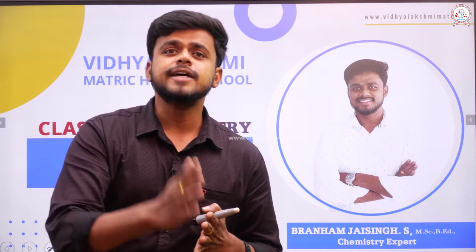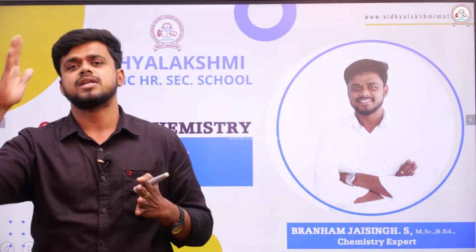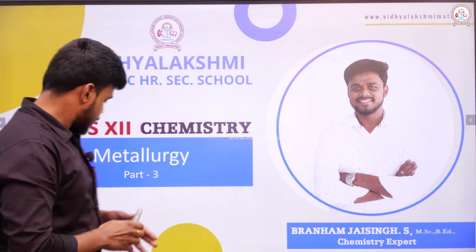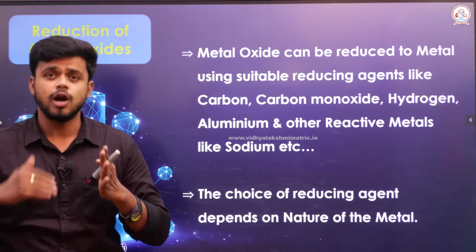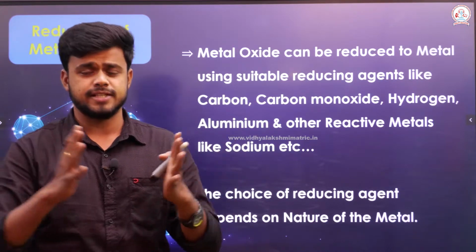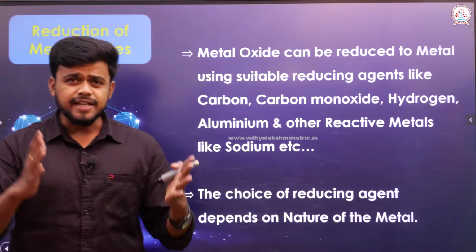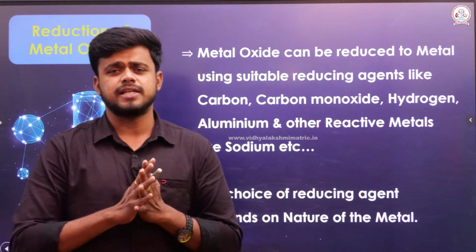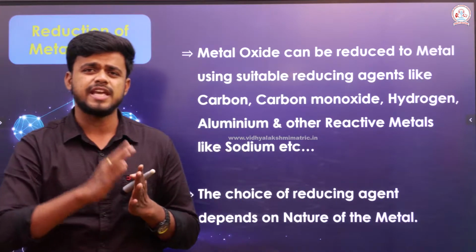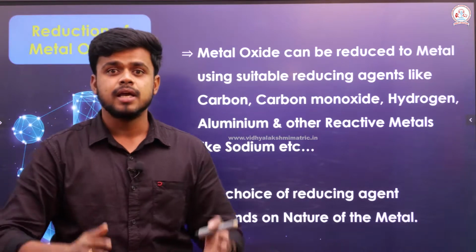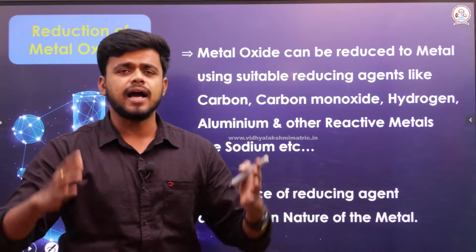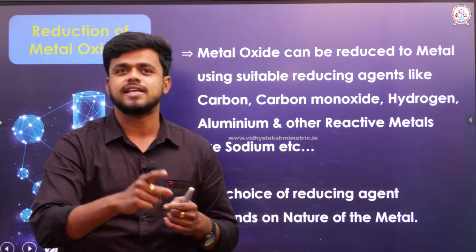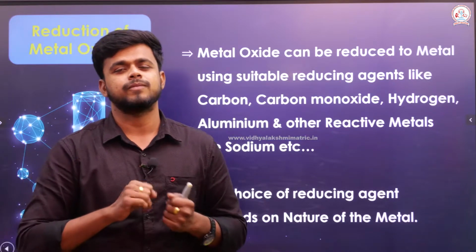The next step that we are going to deal with is the reduction of an oxide of metal to a metal. In order to learn the reduction of a metal oxide, you must know certain things. What is that? A metal oxide can be reduced to a metal with the help of a suitable reducing agent like carbon, carbon monoxide, hydrogen, aluminium and other reactive metals, such as alkali metals like sodium.